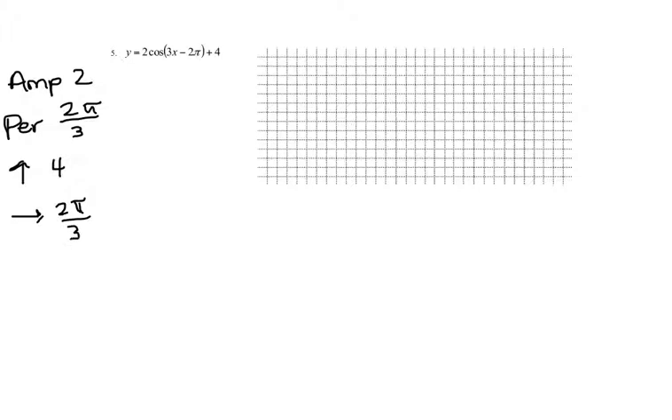As we said before, I'll just write it out here. We've got our amplitude of 2. We had our period of 2 pi thirds. We moved up 4, and we moved to the right 2 pi thirds. Okay, so up 4 means my central axis, my principal axis, is at 4.